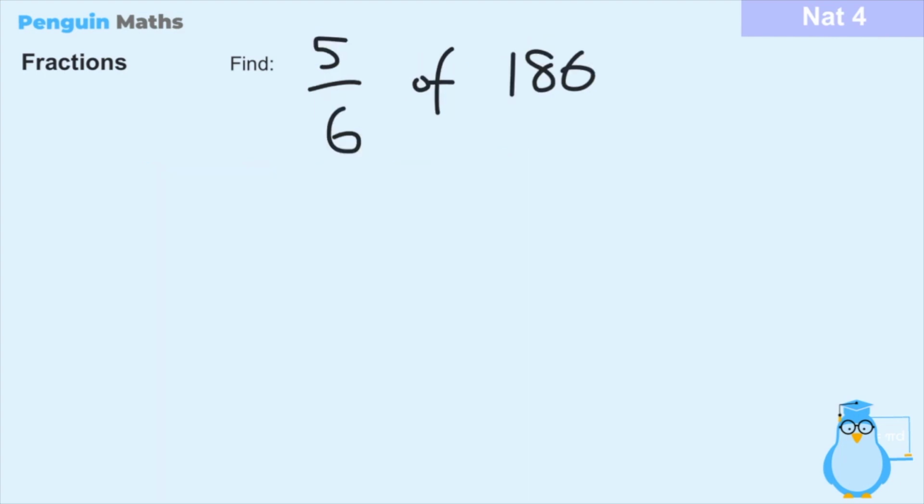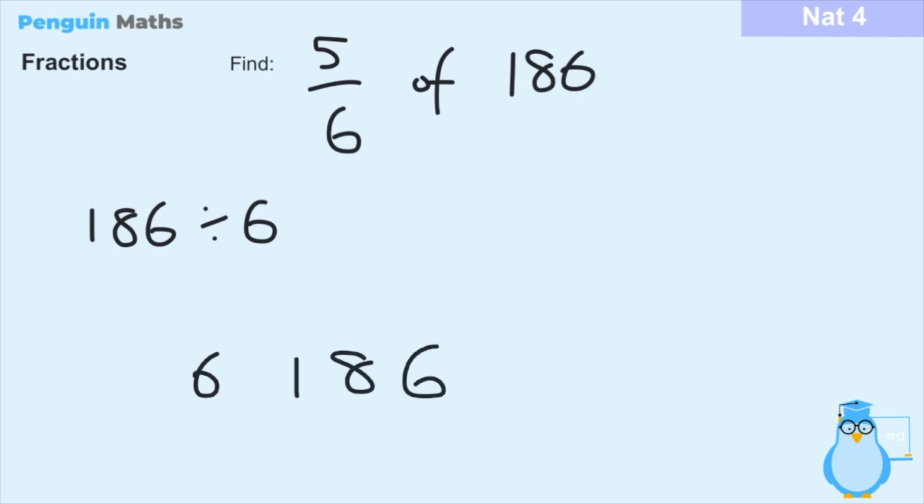So now let's have a look at this question. We're asked to figure out what is 5/6 of 186. So in other words, if we divide 186 into 6 components and we add up 5 of the components, what is the answer? So to begin, I'm going to just divide 186 by the 6 we have on the bottom here. So we have 186 divided by 6, and let's draw this out as a sum. So we have the 6 divided by the 186.